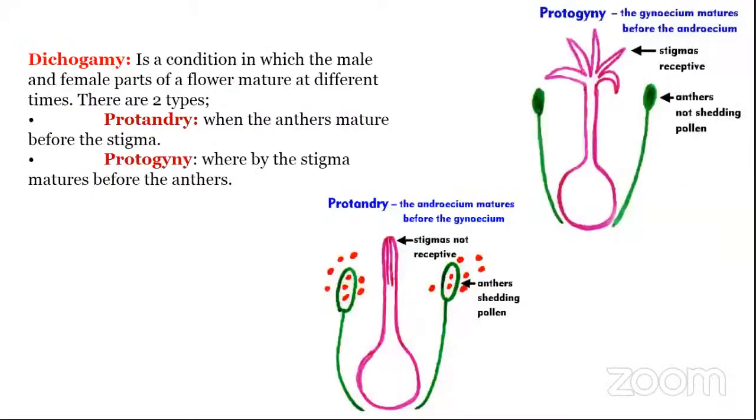Then going forward again, we also have another term which is dichogamy. These are flower terms which you need to acquaint yourself with. With dichogamy, di means two, but here in dichogamy, we are looking at maturing at different times. So like two different times.